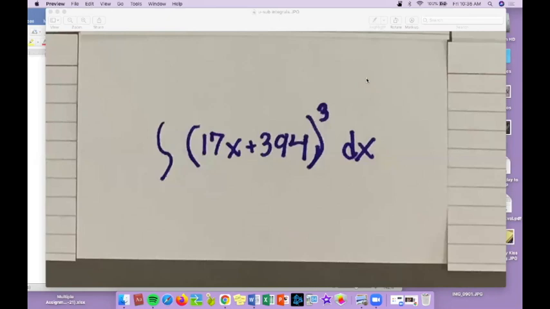You got your answer? Okay, notice we're doing a power rule, something to the third. So we're going to use power rule of integration. In order to make this happen, we need the derivative of the argument, which is the derivative of 17x plus 394. So we need a 17. So we're going to balance this out by integrating, and our antiderivative is going to be 1 over 17 times the quantity 17x plus 394 to the 4th over 4 plus c.